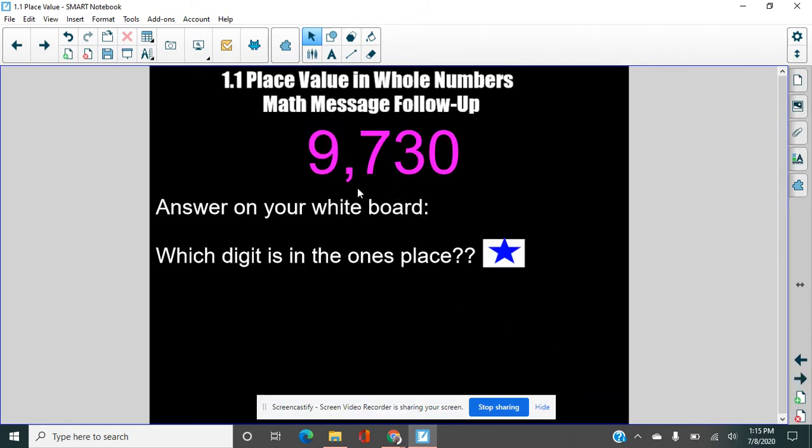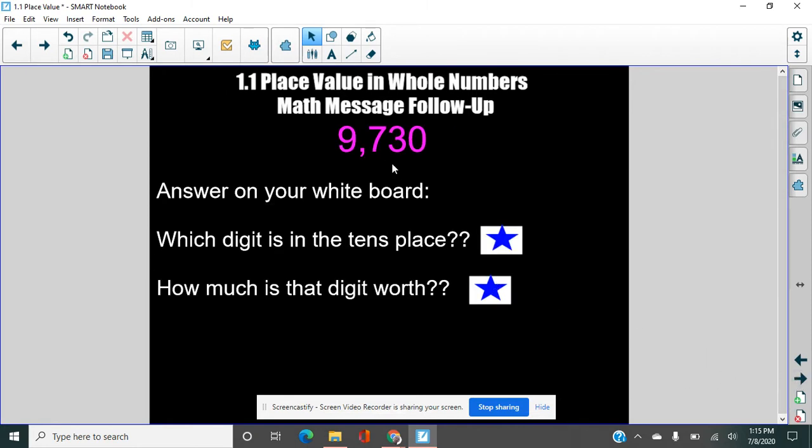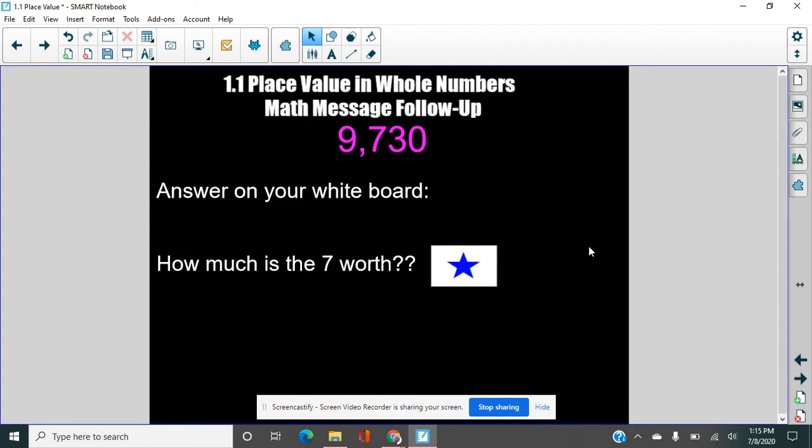So just kind of looking through these different place values in our number, what's the digit in the ones place? Right, the zero's in the ones place, so it's worth 0. What's in the tens place? And I know this is review from previous grade levels, right? The 3 is in the tens place, so how much is it worth? Right, what's its value? It's worth 30, right? How much is the 7 worth? Take a moment, write that down. That 7, of course, is worth 700 because it's right here in the hundreds spot.